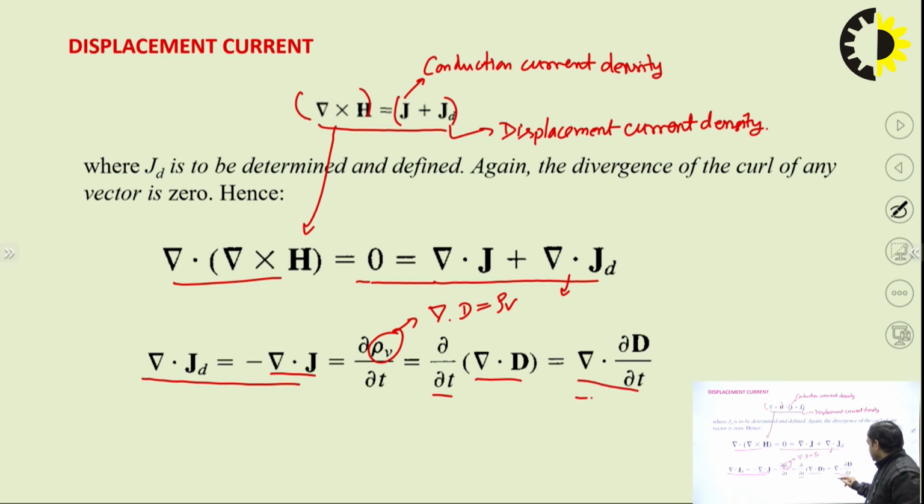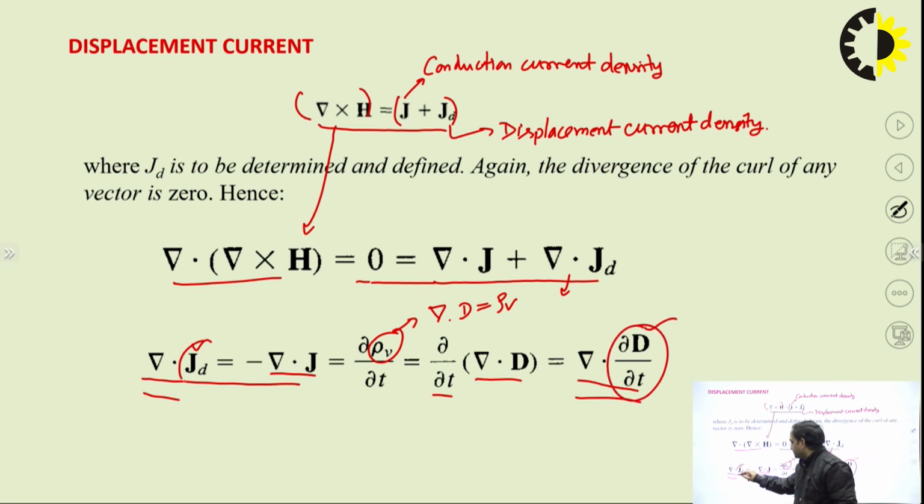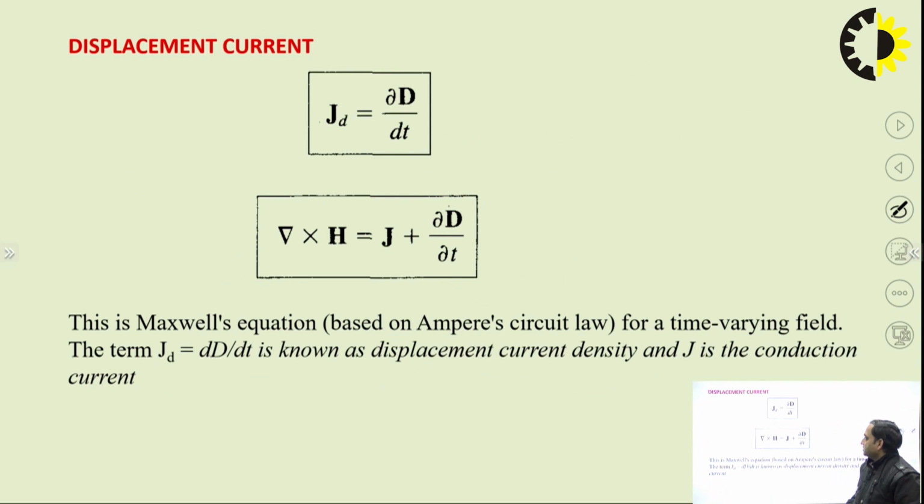So simply now compare this equation with this one. So what we will get? We will get JD is equal to del D upon del T, right? So this JD is equal to del D upon del T, so this is equivalent to this one. Okay, so this is the displacement current density, which is equivalent to del D upon del T.